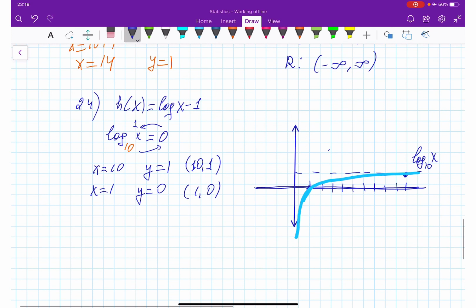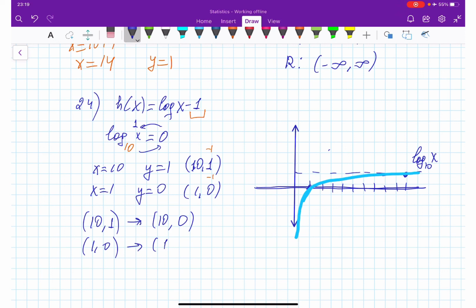Now we have logarithm x minus 1, and this minus 1 is a change of y, which means everywhere I'm going to do minus 1, right? So what do we get? 10 and 1 becomes 10 and 0, because 1 minus 1. And 1 and 0 becomes 1 and negative 1. So let's go for it. 10 and 0, it's going to come down by 1, because everything is going to go down by 1. And x is 1, y is negative 1. It's right here.